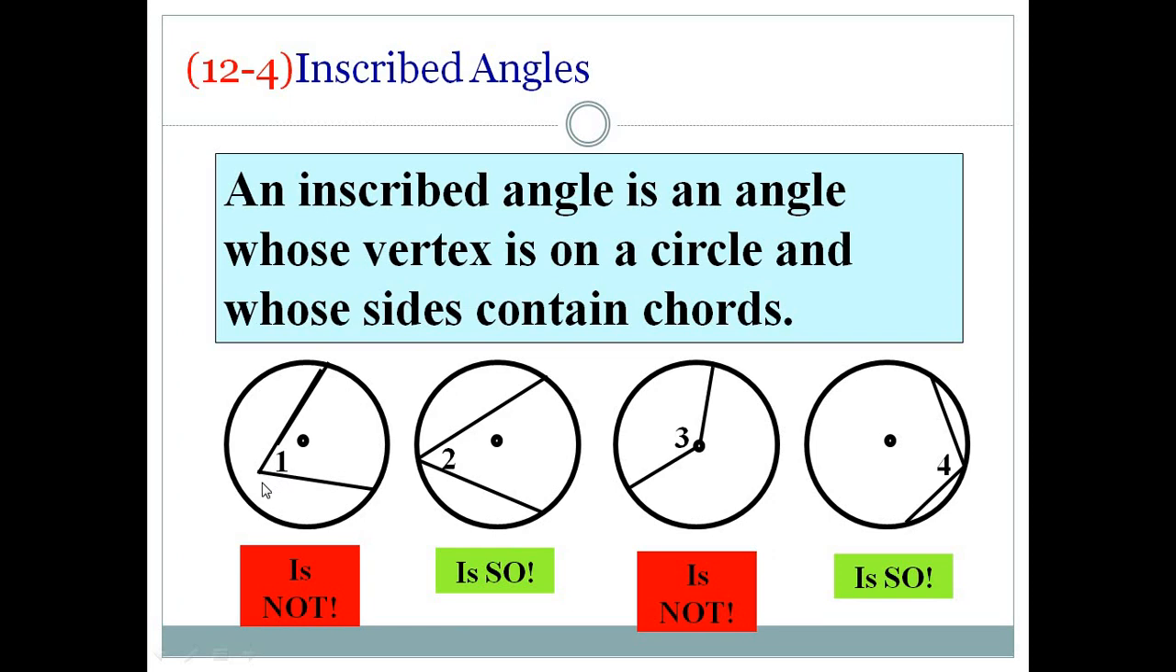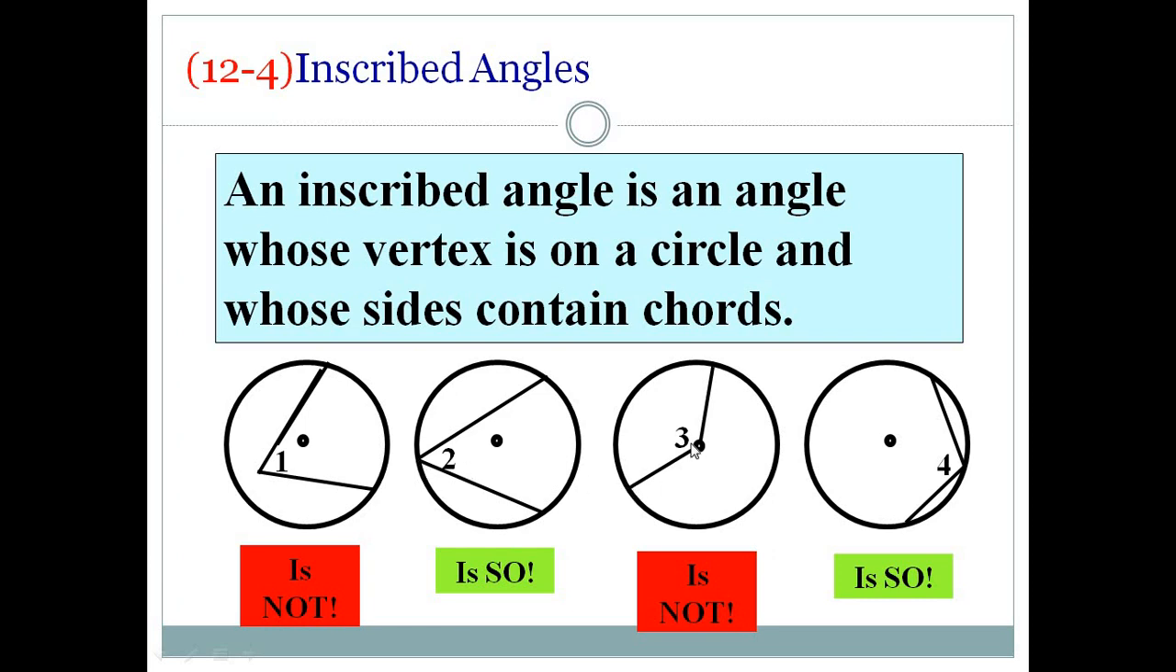So look at angle 1. Is it an inscribed angle? Of course not. Look at its vertex. It's not on the circle. What about angle 2? Yes, it is. It's an inscribed angle. Its vertex lies on the circle.